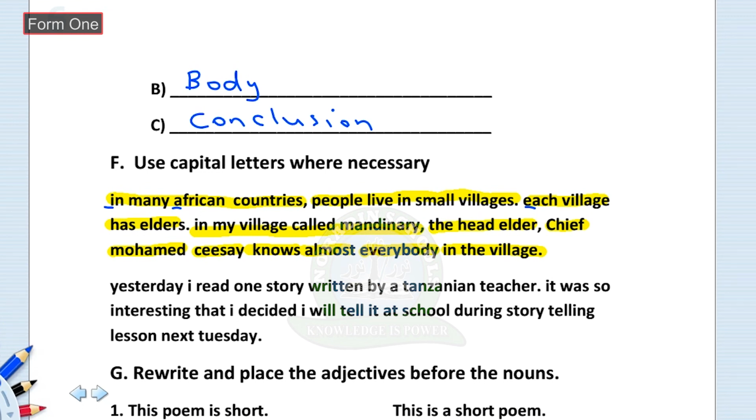Look at this sentence. In my village, the word in starts the new sentence. Therefore, the I should be capitalized. The word Mandinari is the proper noun. It's the name of the village. So, we should start it with a big M.